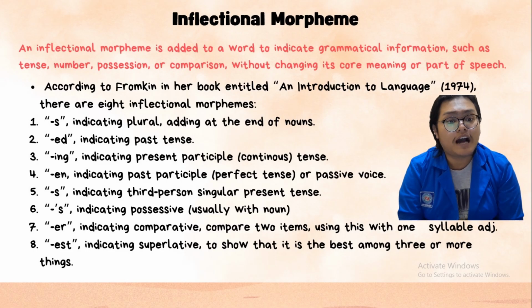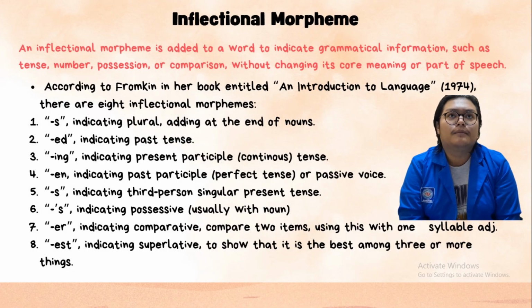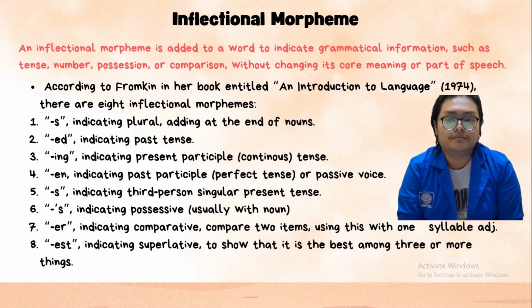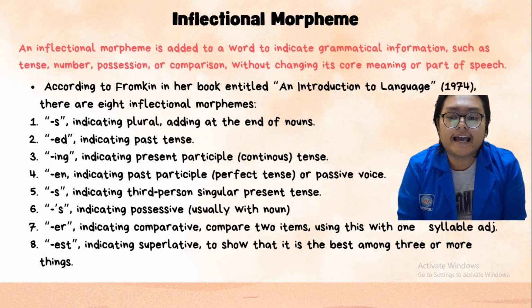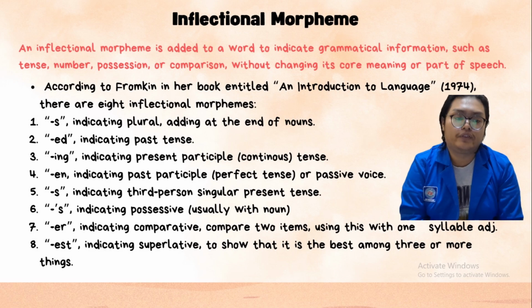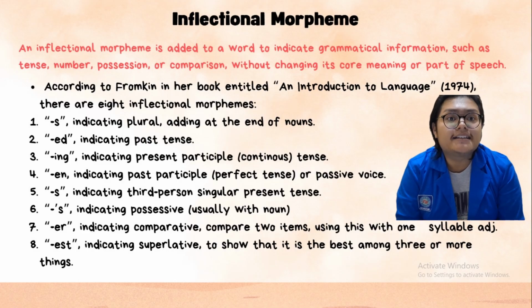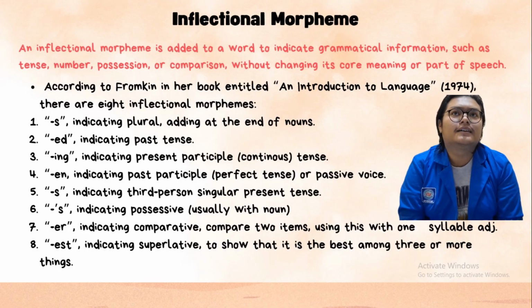It means comparing two items, used with one-syllable adjectives, for example calmer, stronger, etc. Eighth, -est, indicating superlative, to show that it is the best among three or more things: the highest, the longest, the smartest in this class, etc.